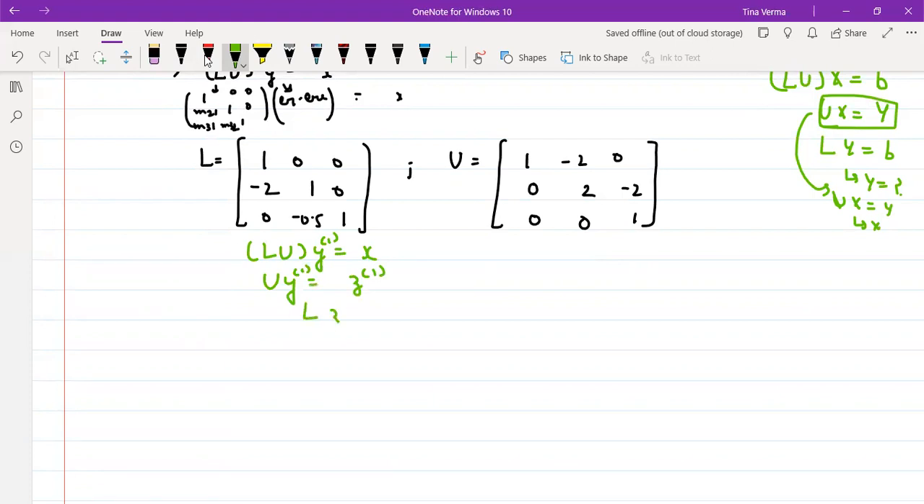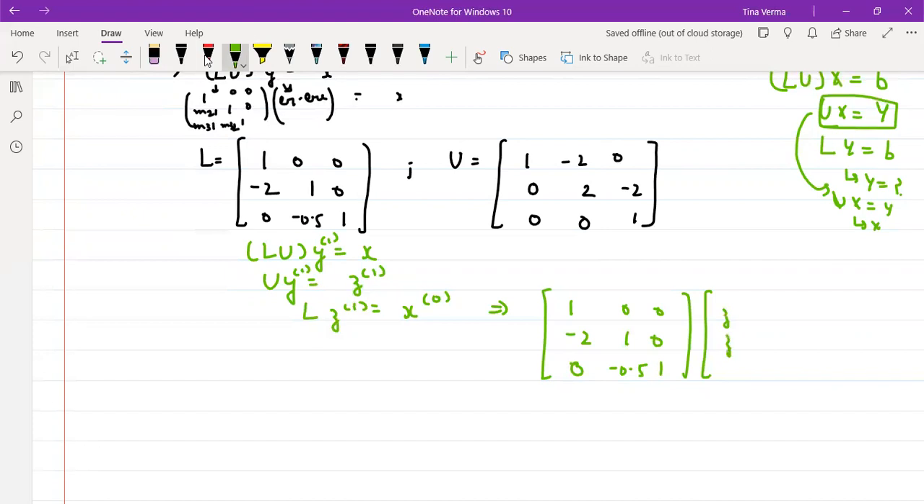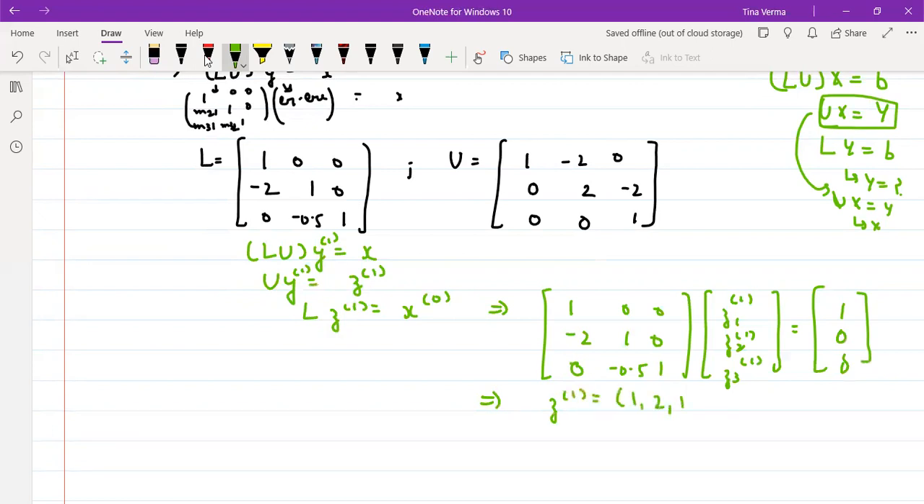So Lz1 will be equal to your x0 vector, which is given to you. When you do this, it will be 1, 0, 0, -2, 1, 0, 0, -0.5, 1, multiplied by the vector z1, z2, z3, and the initial vector given to you is 1, 0, 0. When you use forward substitution, you will get the z1 vector, that is 1, 2, 1 transpose.